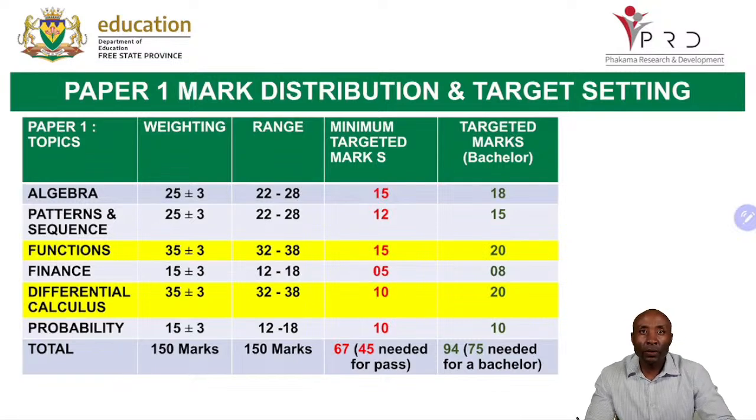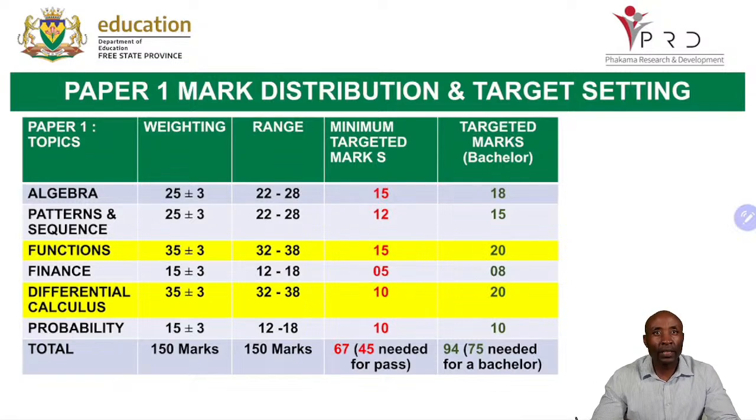The reason I chose calculus and functions, they are related to algebra. So if you check, if differential calculus and functions has 70 marks, algebra has 25, we already have practiced about 105 marks. And the remaining ones, we know we can get those. Let's move on and check how we can target.